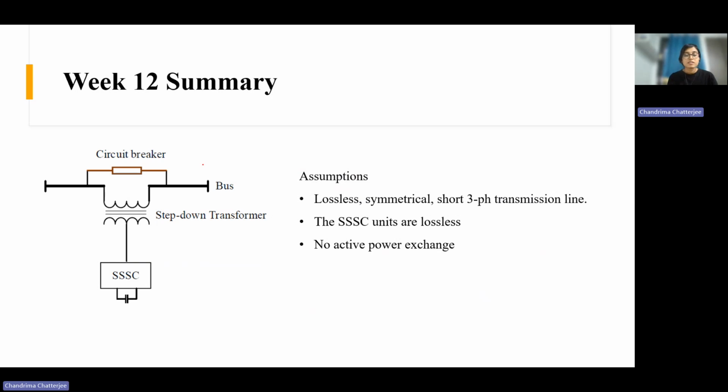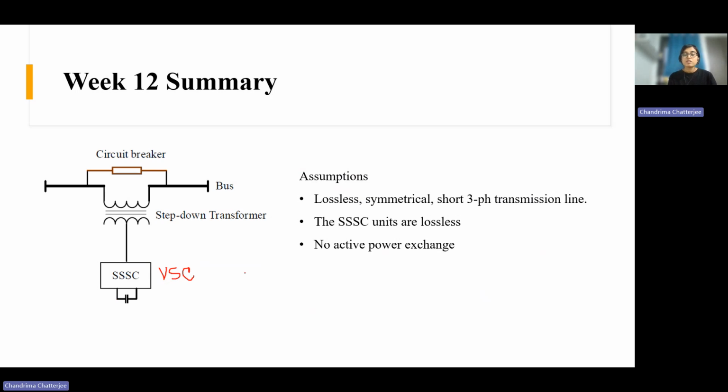Now let's see what an SSSC looks like. This is a simplified diagram for an SSSC. There is a step down transformer, and then there is the SSSC, which is nothing but a voltage source converter, VSC. A VSC is a voltage source converter, right? And here there is the DC link, this capacitor.